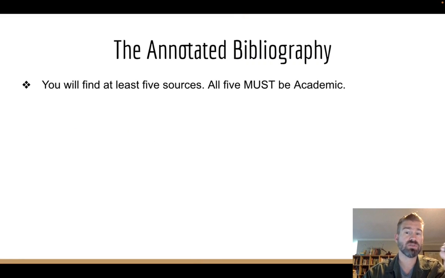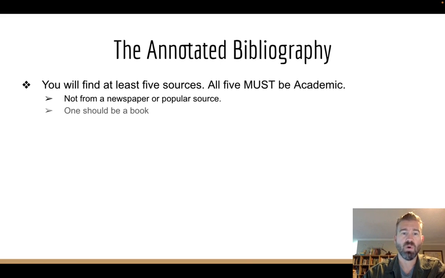So all 5 sources must be academic or peer-reviewed or scholarly. Remember, those 3 words we're using interchangeably. So not from a newspaper or a popular source. One should be a book, although I'm flexible on that. So if you don't find a book, that's fine. If you do, great. It's not going to harm you one way or the other. Just know that I do count books as an academic source so long as they are not self-published or something like that. So one should be a book. It's not a necessity, and it's not going to lose you any points if you don't use a book.